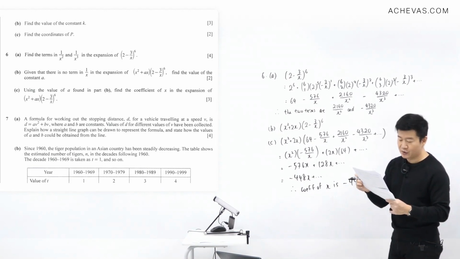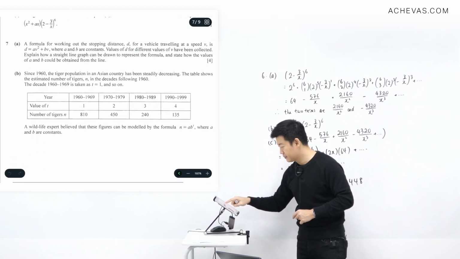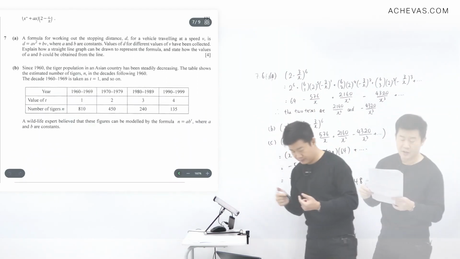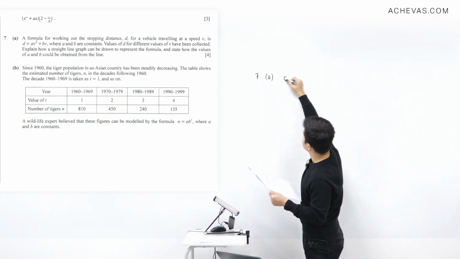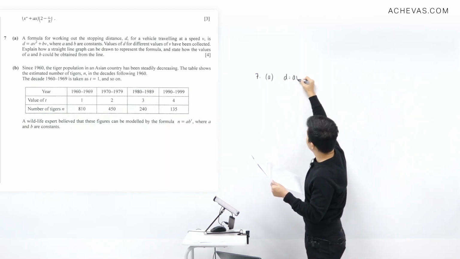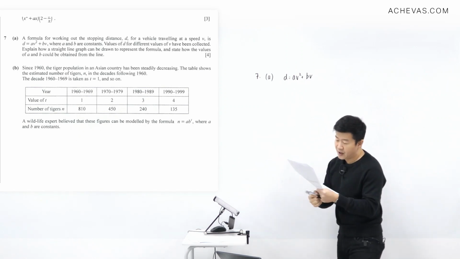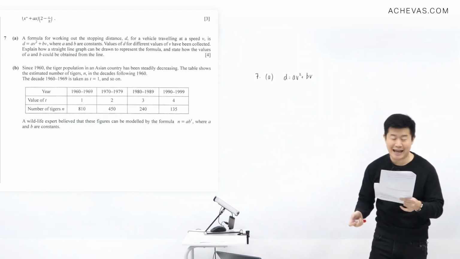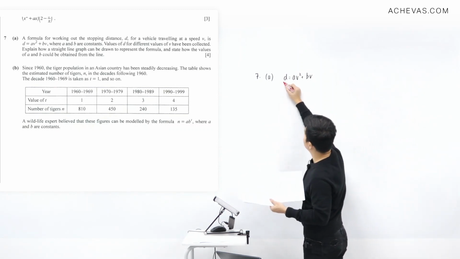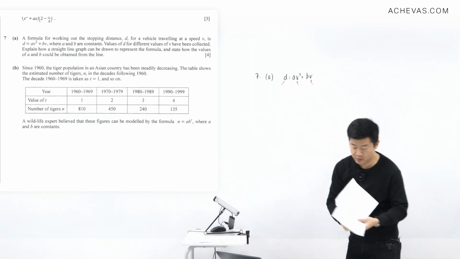Okay, let's move on to the next one, question number 7. In this question 7a, we are given this equation, which is d is equal to av squared plus bv, where a and b are constants and the variables are d and v. So let me mark it down. d here is a variable. All this here, they are also variables.